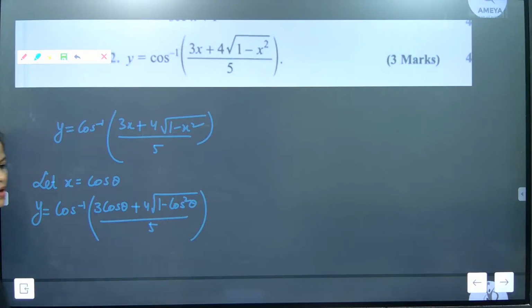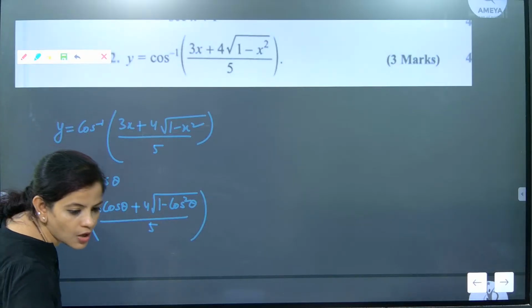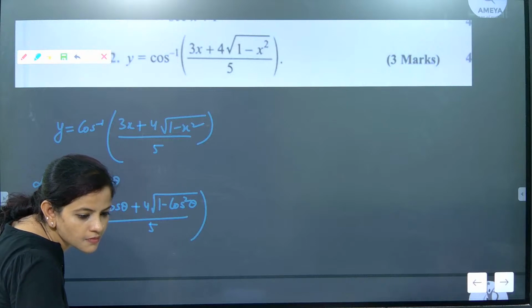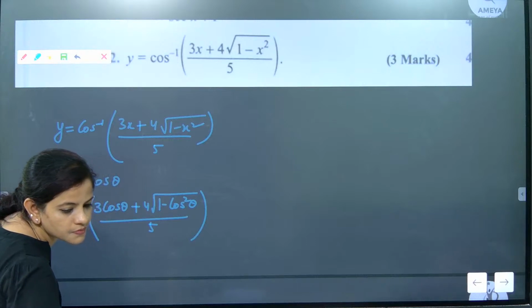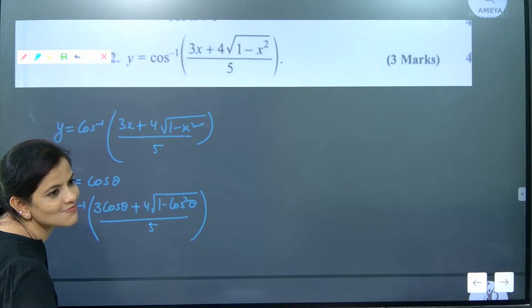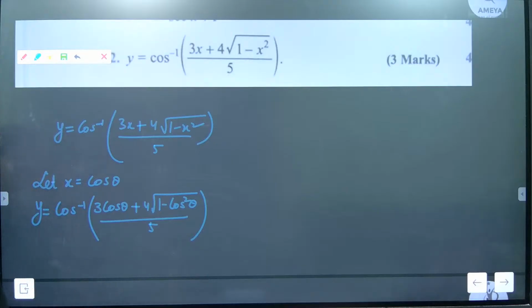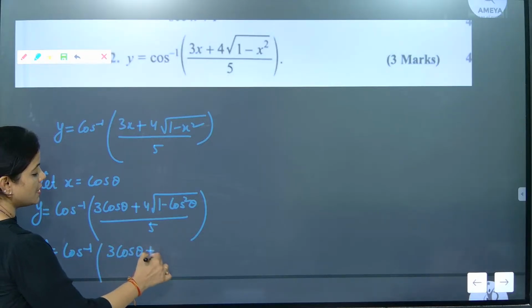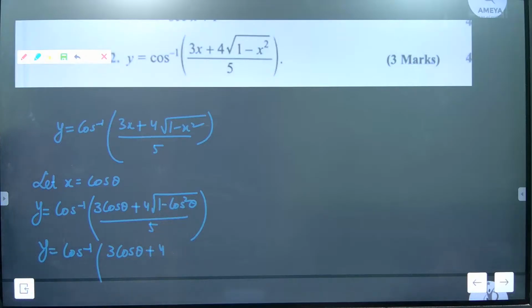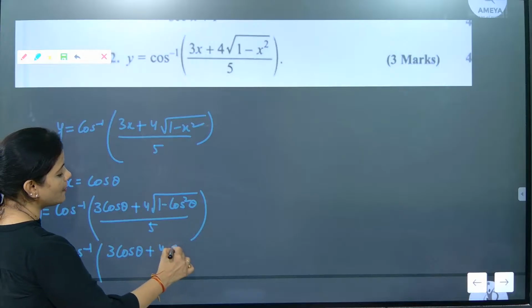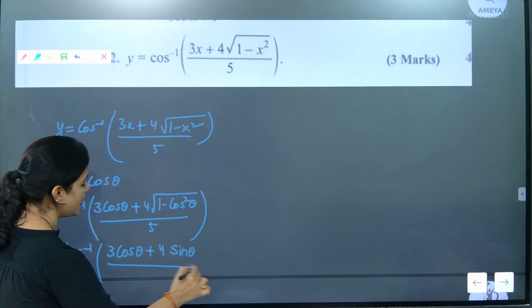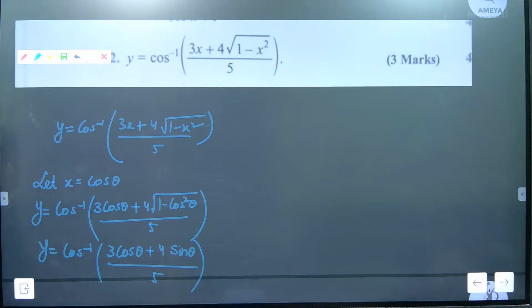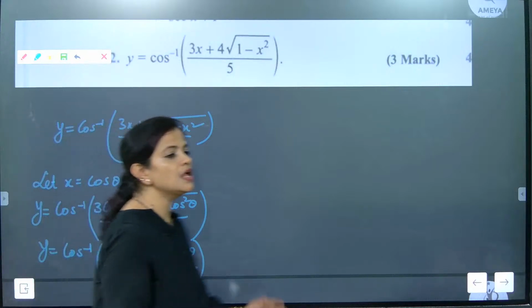Done till here. Now after that, what next? Y equal to cos inverse of (3 cos theta plus 4 root under 1 minus cos square theta) by 5. 1 minus cos square theta will become sine square theta, and the root of sine square theta will become sine theta. Till here done. Now what we are going to do is separate it out.